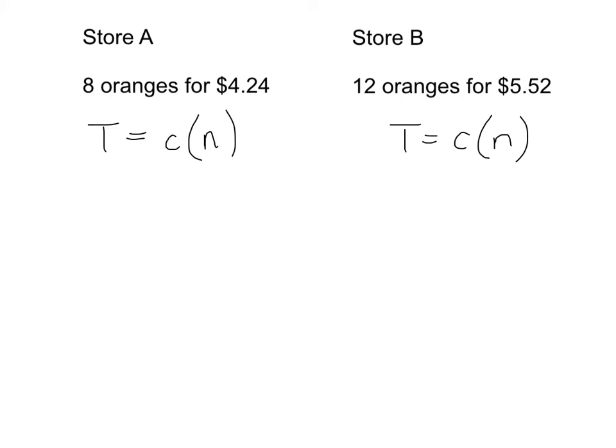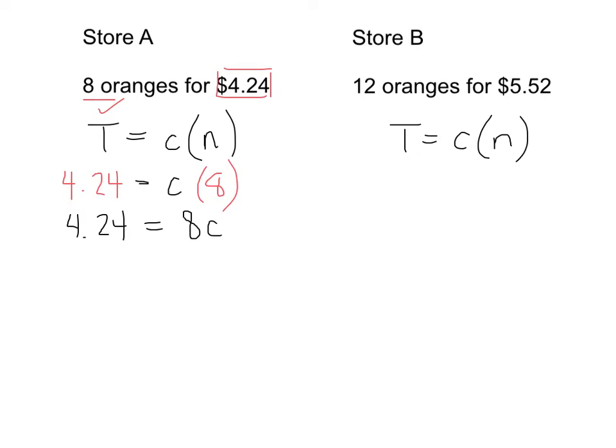Now we can use our algebraic equation to solve for the unknown. Well, do we know the total cost of the oranges? We do. It's $4.24. So let's replace t with the value 4.24. Do we know the cost per orange? No, that's what we need to find out. So we're going to leave that variable as the unknown c. Do we know the number of oranges? We do. 8 oranges cost $4.24. So let's replace n with the number 8. Now we have an equation with one unknown variable. Our equation says that 4.24 is equal to c multiplied by 8, or I can write this as 8c.